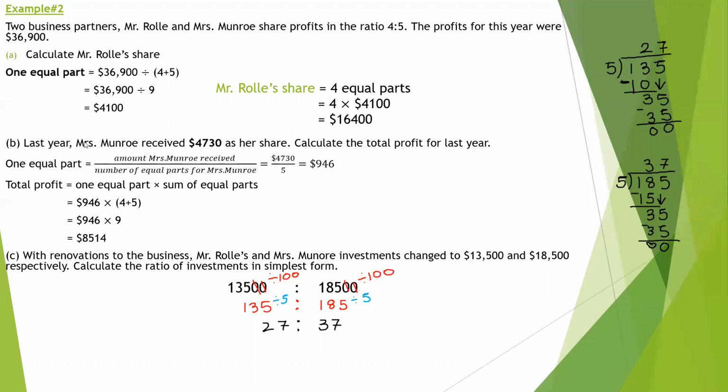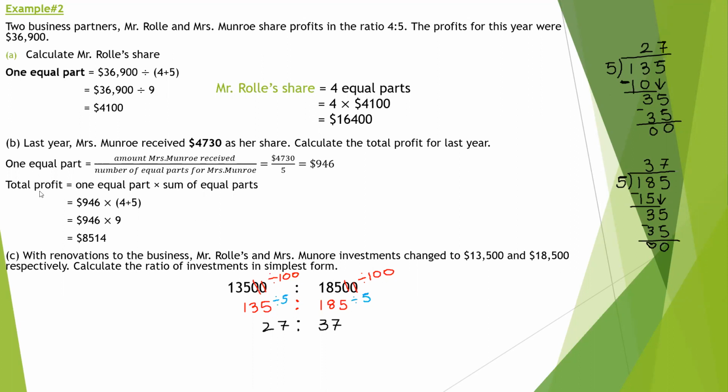Last year, question B says, last year, Ms. Monroe received 4,730 as her share. Calculate the total profit for last year. So to do that, you have to find one equal part, which is the amount Miss Monroe received, divided by the number of equal parts for Miss Monroe, which would be 4,730 divided by 5, which is $946.